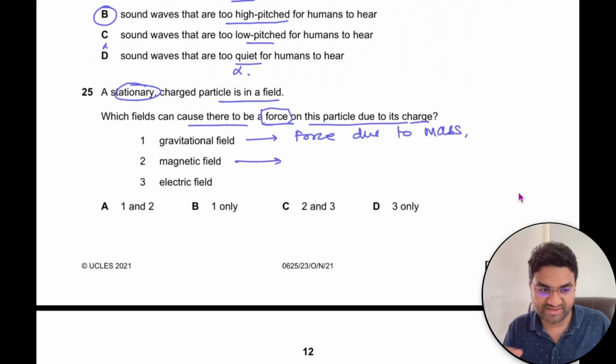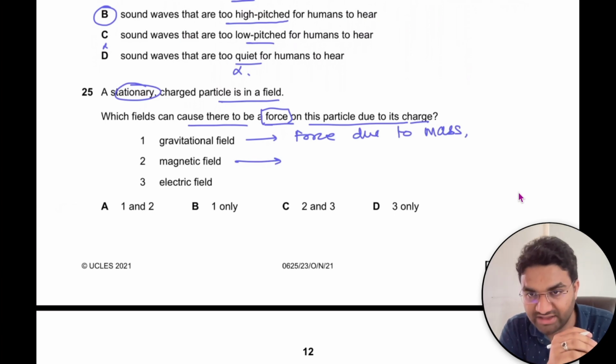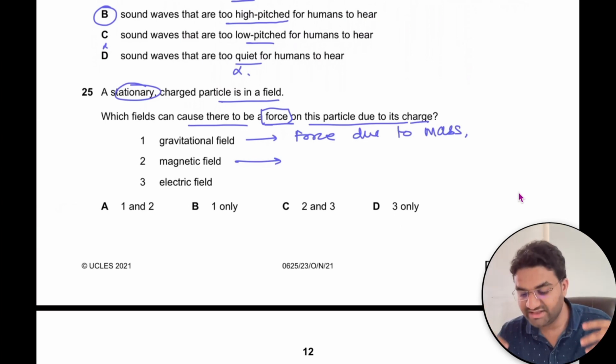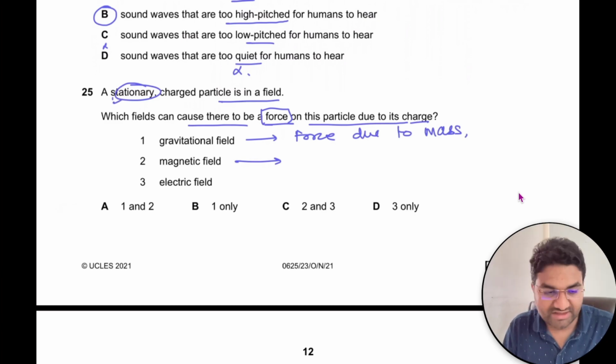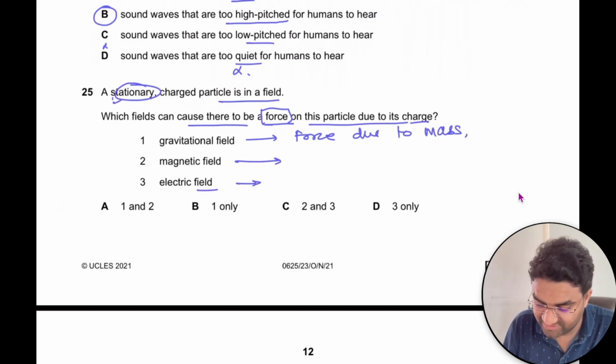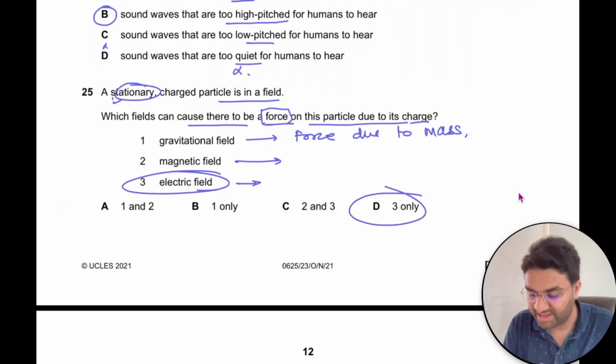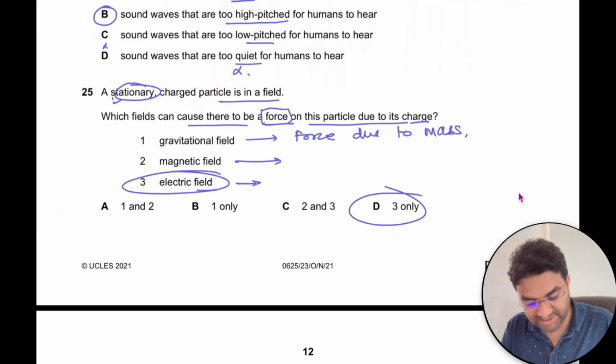Then magnetic, basically a moving charge experiences the force. So if charges are moving in the wire and they are in the magnetic field, they experience the force, but not a stationary one. And a stationary charge only experiences force in case of an electric field. All right. So the appropriate answer is only 3, D, not 1 and 2.